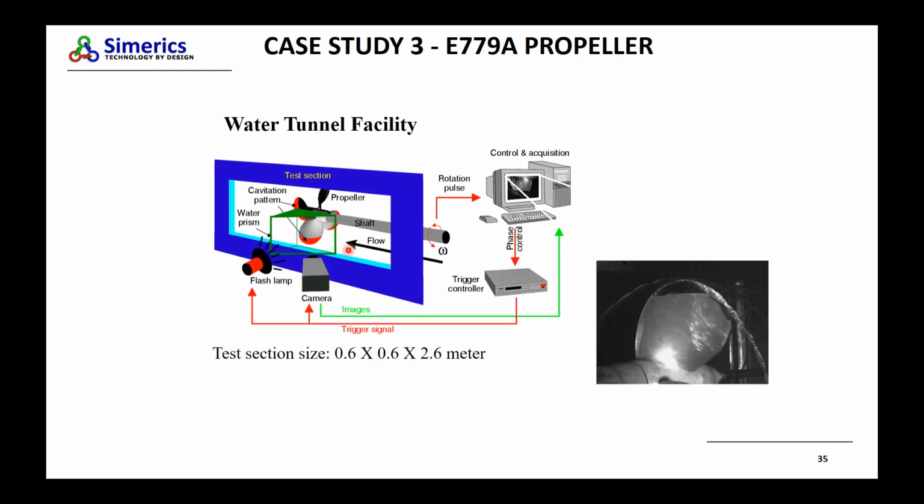So for the facility, it looks something like this. You have a camera that is recording how this bubble is forming, or how the cavitation patterns are forming on this propeller, which is rotating inside this water tunnel facility. Then you look at some of the images, and they are also measuring a few characteristics so that we can compare some of the numbers quantitatively.